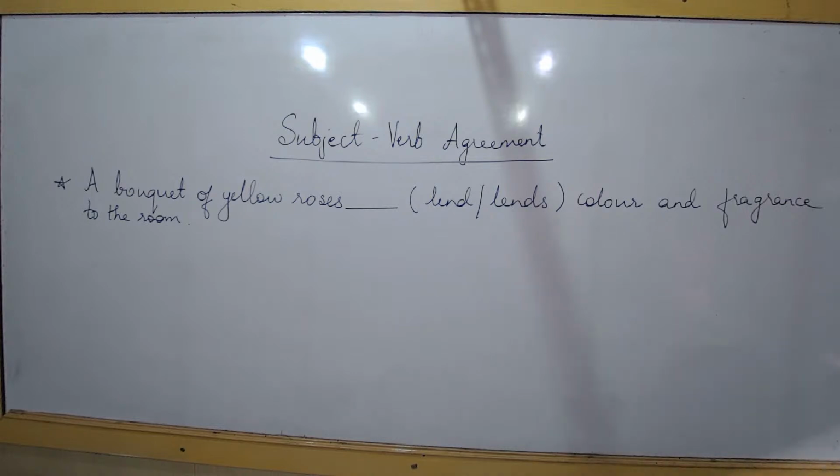So, what will you write here? A bouquet of yellow roses lend color or lends color and fragrance to the room. On what basis lends? A bouquet of yellow roses lends color and fragrance to the room.